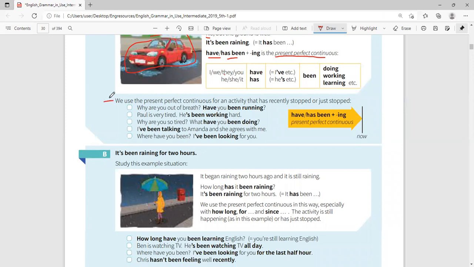So that's not the key thing. The key thing is here. Very important. We use the present perfect continuous for an activity that has recently stopped, or maybe just stopped.